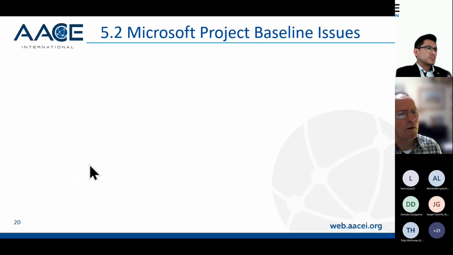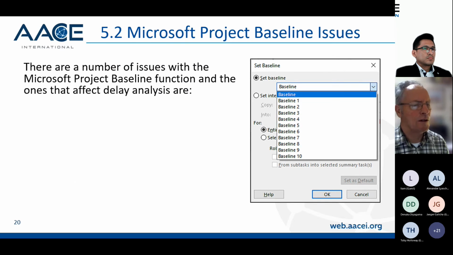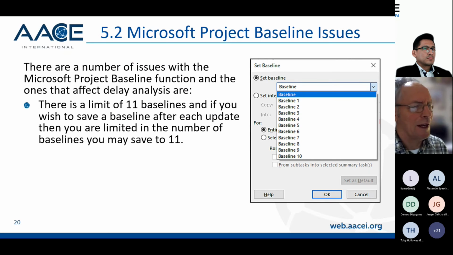Moving on, what are the Microsoft Project baseline issues? There are a number of issues with the Microsoft Project baseline function, and the ones that affect delay analysis are, first of all, there's a limit of 11 baselines. So if you wish to save a baseline after each update, then you're limited in the number of baselines you may save, which is 11.